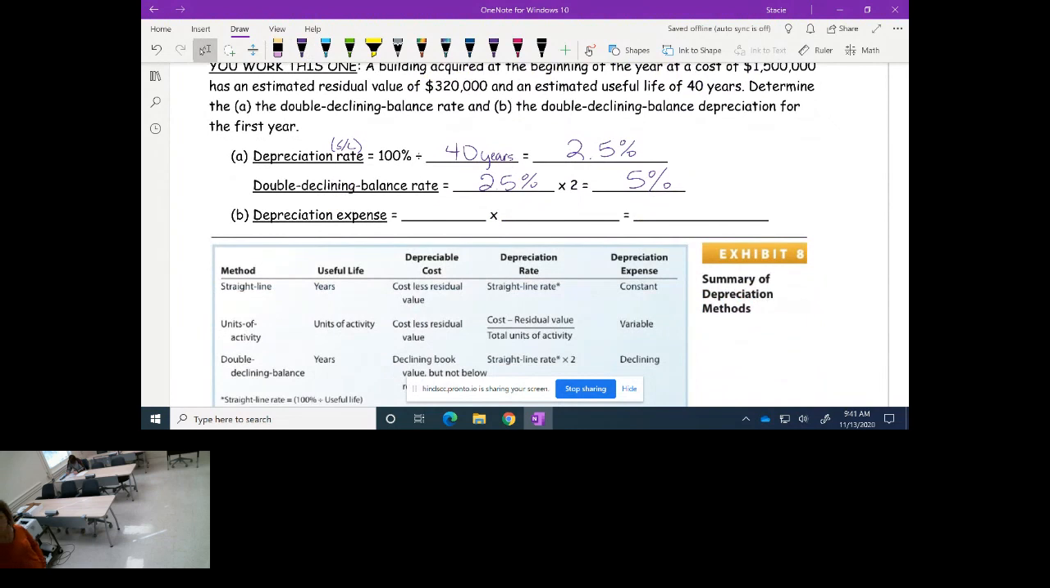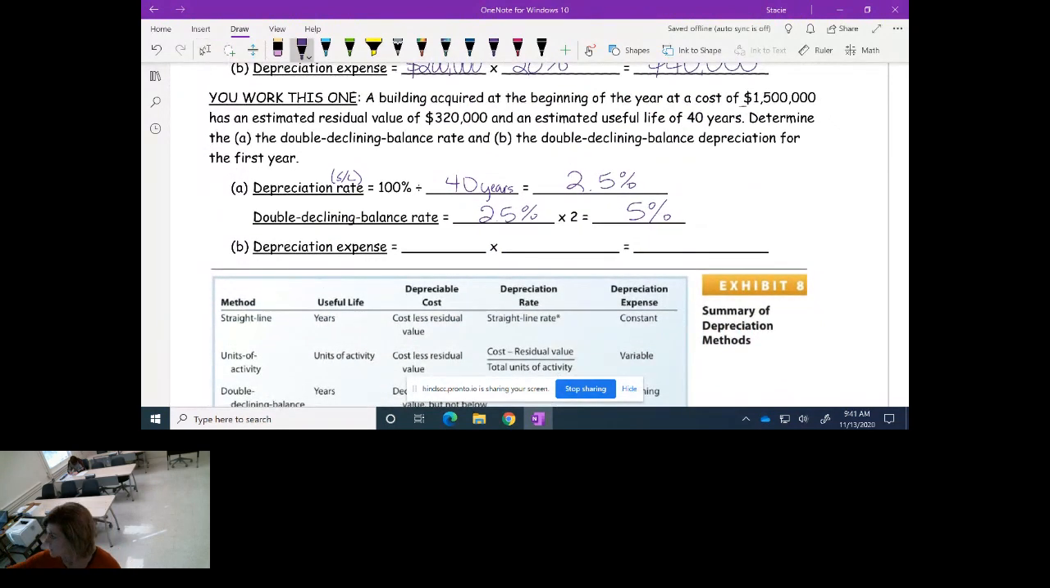Okay. So our depreciation expense will be, we're using $1,500,000 because we don't have any accumulated at this point. $1,500,000 times 5%. So that will be $75,000.